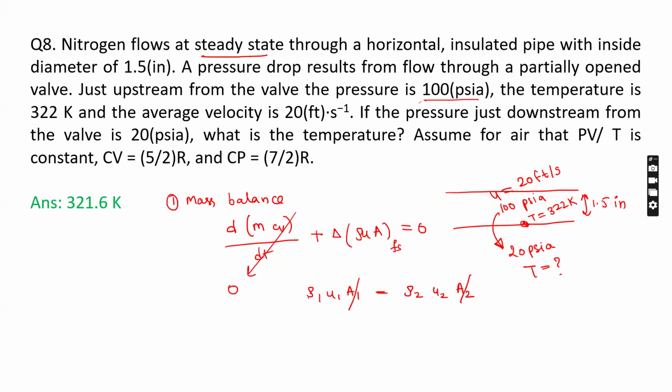And this rho1 is like m1 by v1. So the same mass will be flowing. So u1 by v1 is equal to u2 by v2. So we say u2 is equal to u1 v2 by v1. We generally say this as a specific volume also.